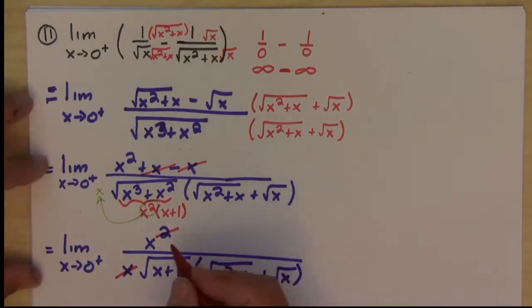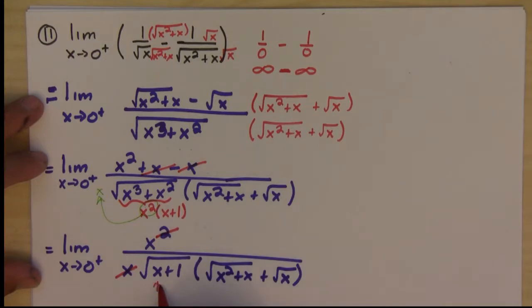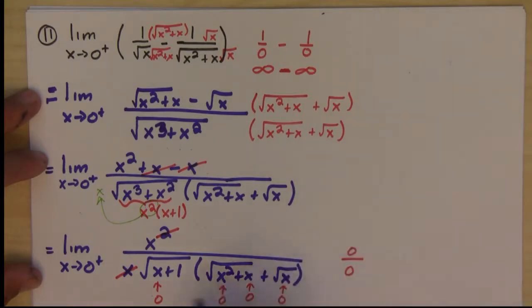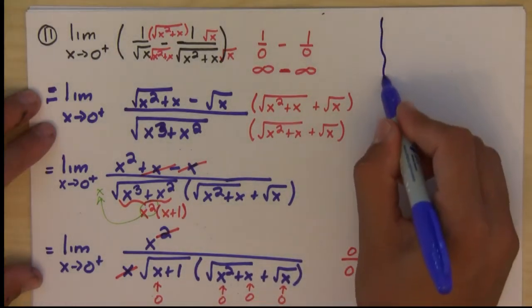And if I now plug in 0, here I have 1, 0 plus 0 plus 0. So on the numerator I would have 0. On the denominator I would also have 0. So this is still an indeterminate form, which means that I haven't quite solved the problem yet.